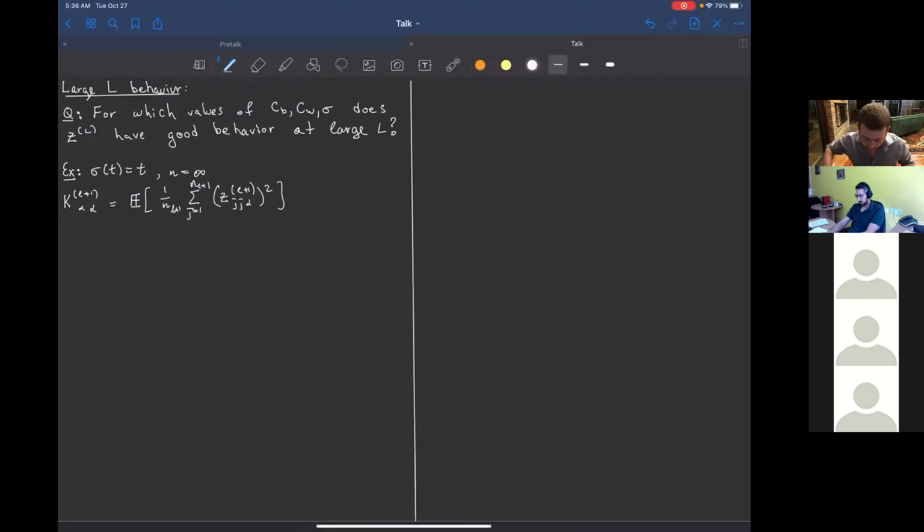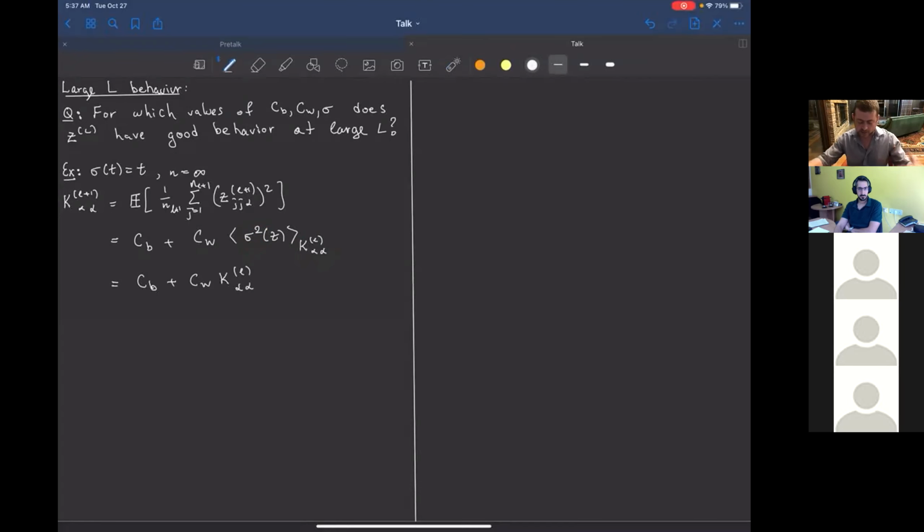The recursion that we had for this thing said that this was C_B plus C_W times, well, what do you have? You have sigma squared of Z with respect to the previous layer kernel. Here Z was just a Gaussian random variable with mean 0 and this variance. In this case, sigma is just the identity. So you get a very simple recursion for the 2-point function of your process. To determine whether or not you have good behavior at large L, you basically have to solve your recursions and see what happens. I'm just trying to do it in the simplest case to give you a sense of what might happen.